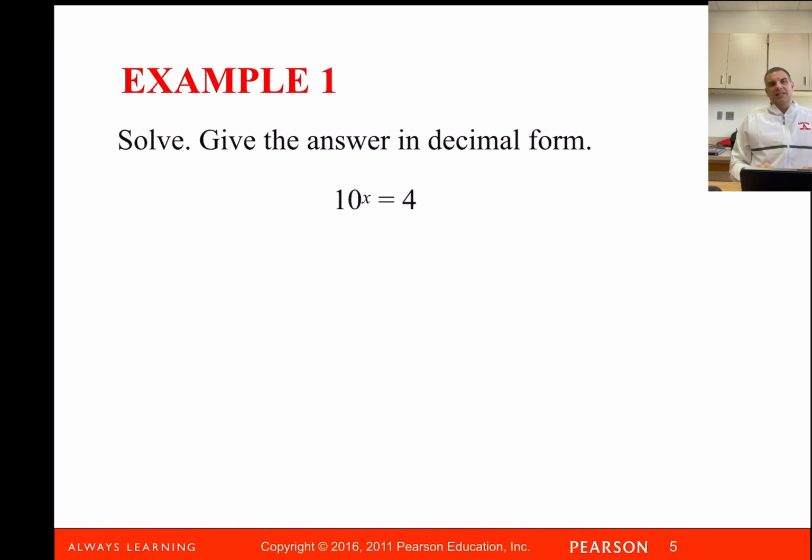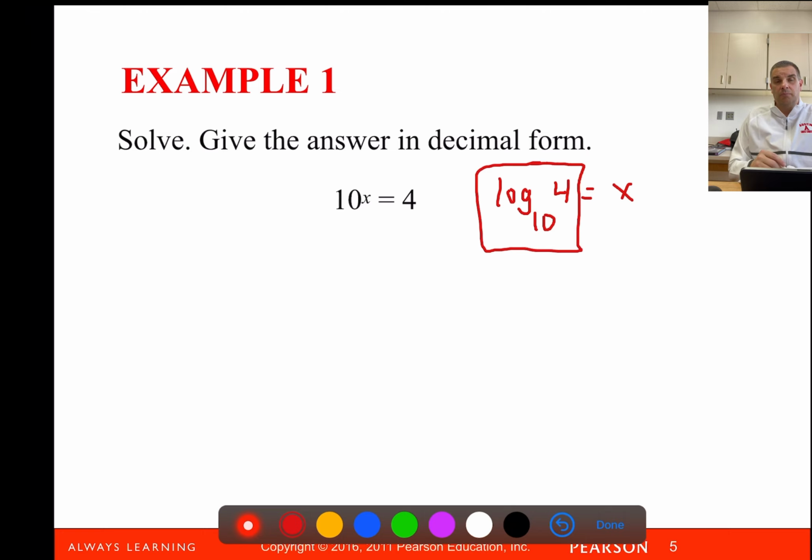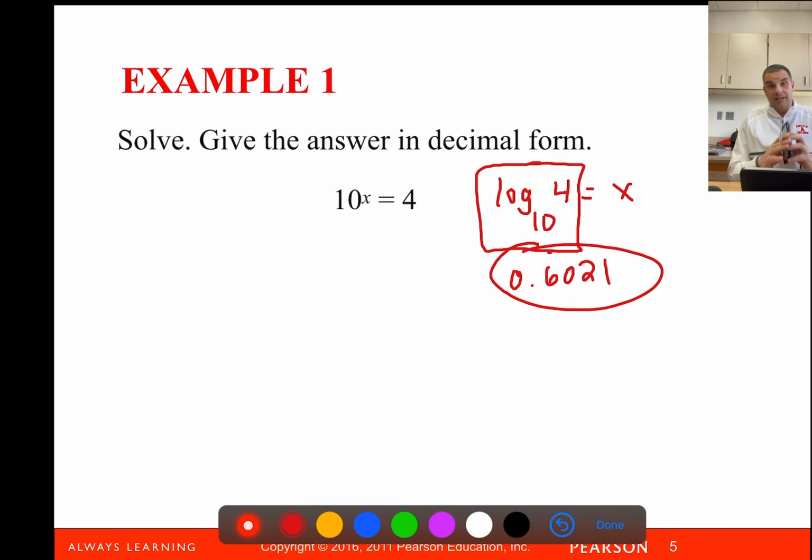So we have 10 to the x power equals 4. That's exponential form, so we're going to rewrite it in logarithmic form. In logarithmic form, that's log base 10 of 4 equals x. Well, we can just solve this on our calculator. Base is 10, so it's just log 4 on your calculator. 0.6021 is the solution for that, and you're done. And that's all you have to do for that problem.